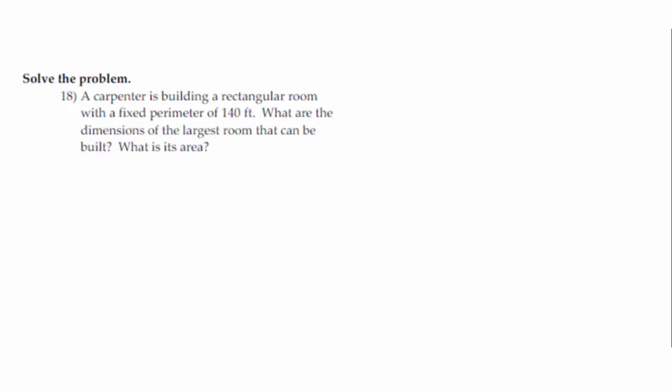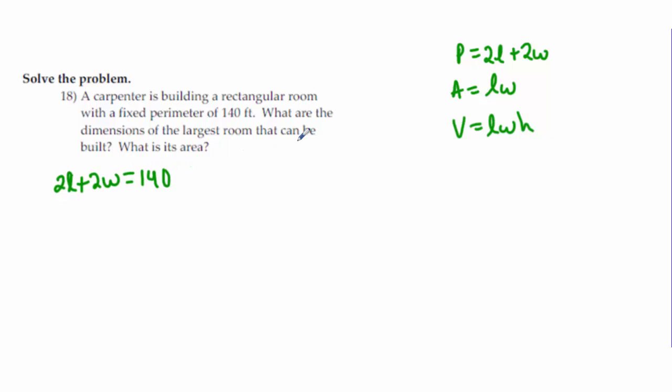So what you need to know for these word problems is that perimeter is 2L plus 2W, that area is length times width, and that volume is length times width times height. So on 18, our carpenter is building a rectangular room with a fixed perimeter of 140. So 2L plus 2W equals 140. What are the dimensions of the largest room that can be built? That means we want to maximize our area.